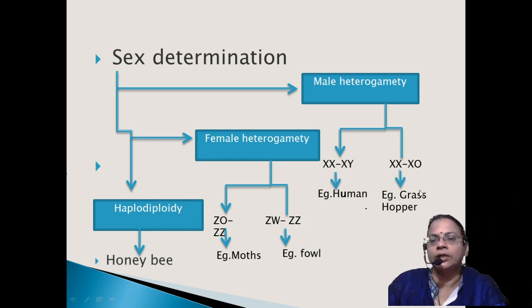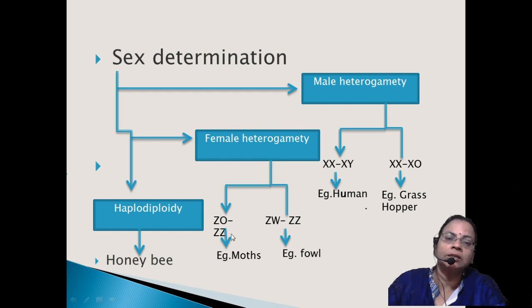The same way in grasshopper, XX XO. The females will produce the same type of gamete, that is X bearing gamete. Male will produce 50% X bearing and 50% without X, XO condition. That means in their whole genotype, one chromosome will be less. Then here female heterogamety means ZO ZZ. That means ZZ ZO.